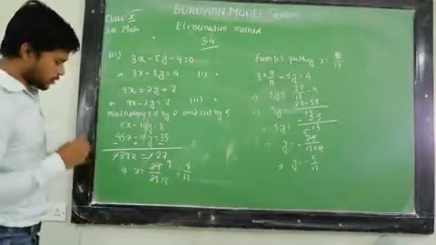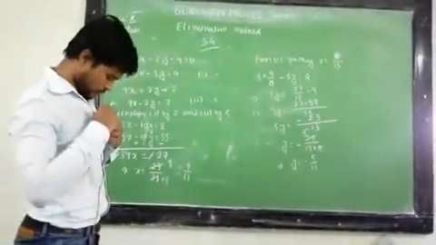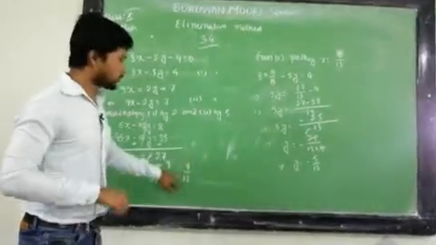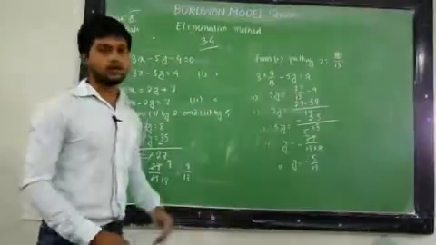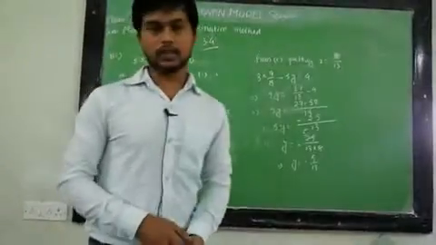Therefore, the solution of the given equations is x equal to 9 by 13 and y equal to minus 5 by 13. This is the solution.